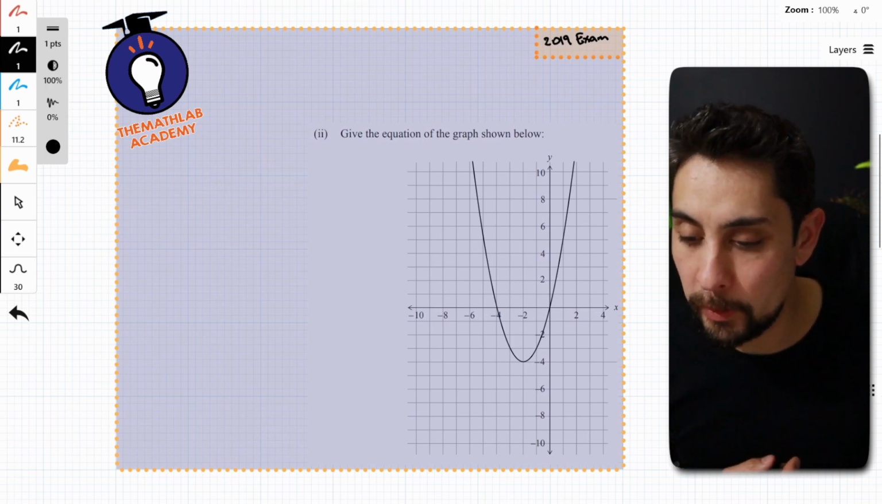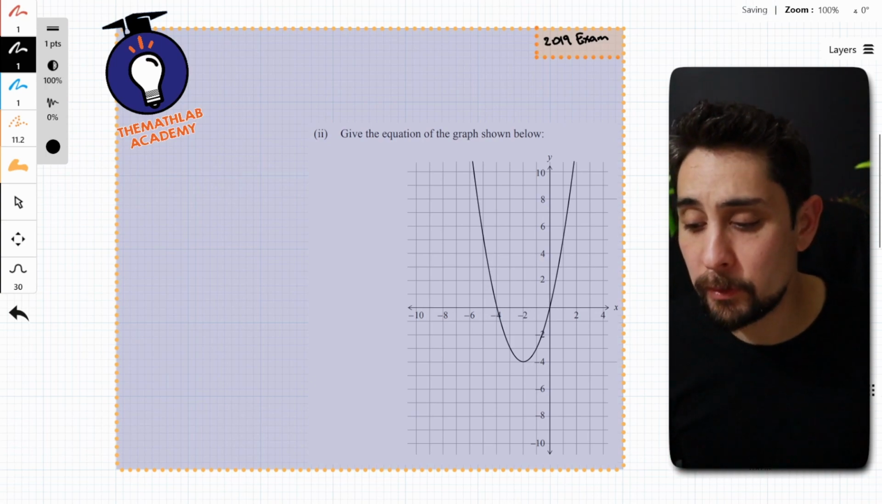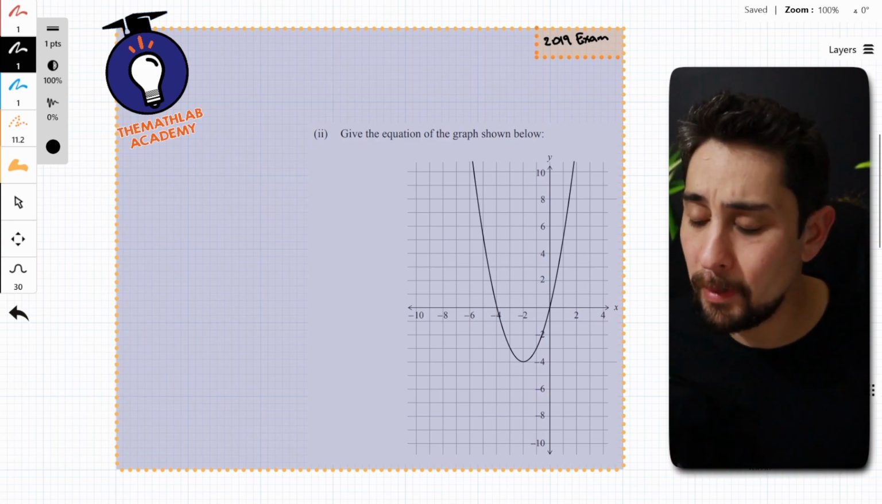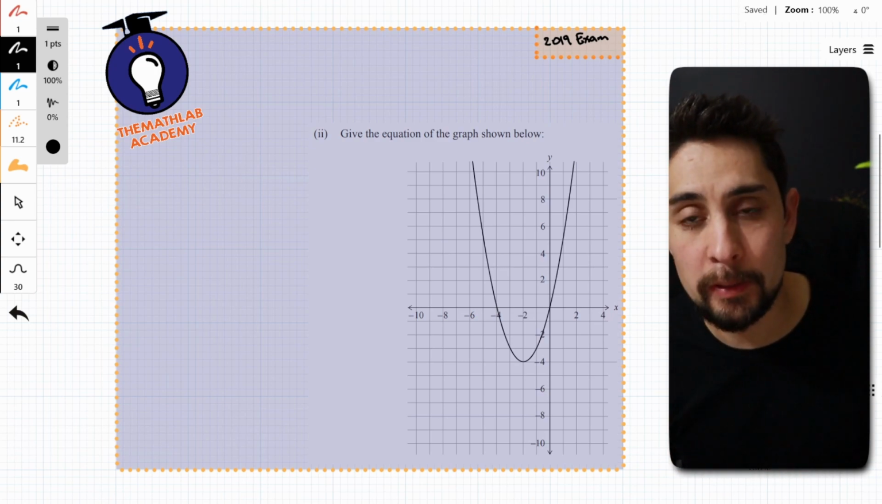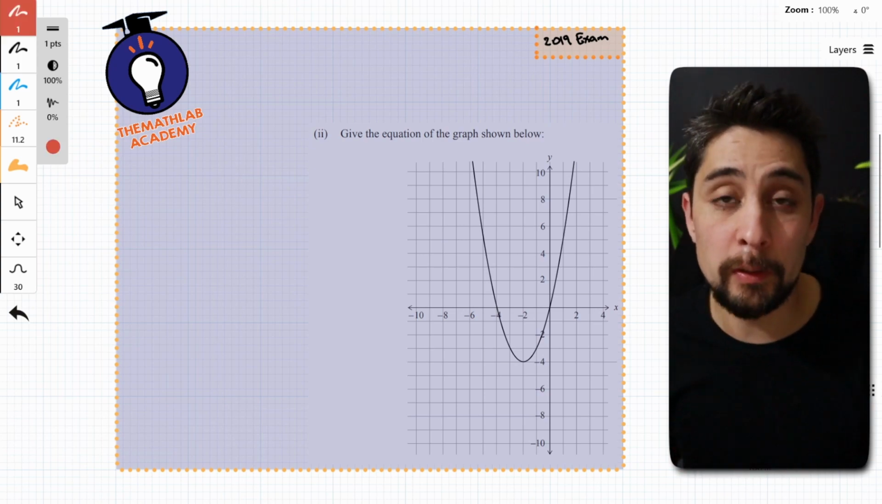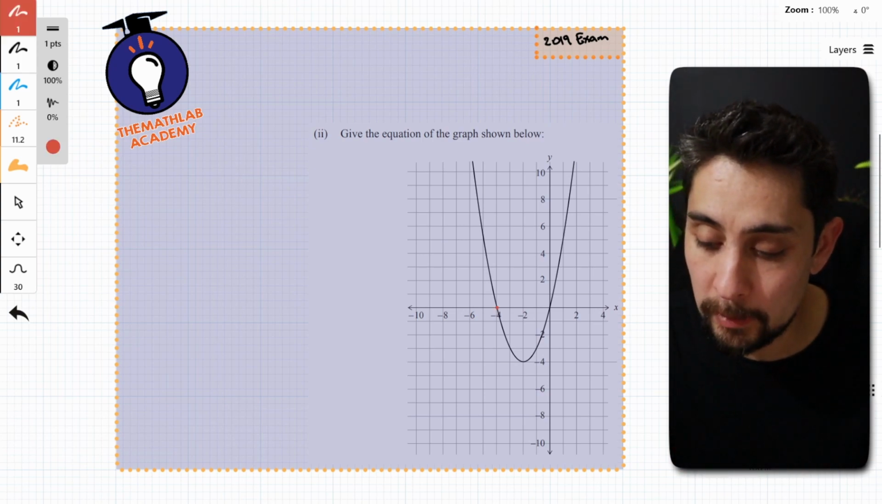Hey guys, this next question asks us to give the equation of this graph below. It's a little bit different to last time. Last time we had a linear graph, this time it is quadratic. So the first thing we're going to do is plot some points that we can see.